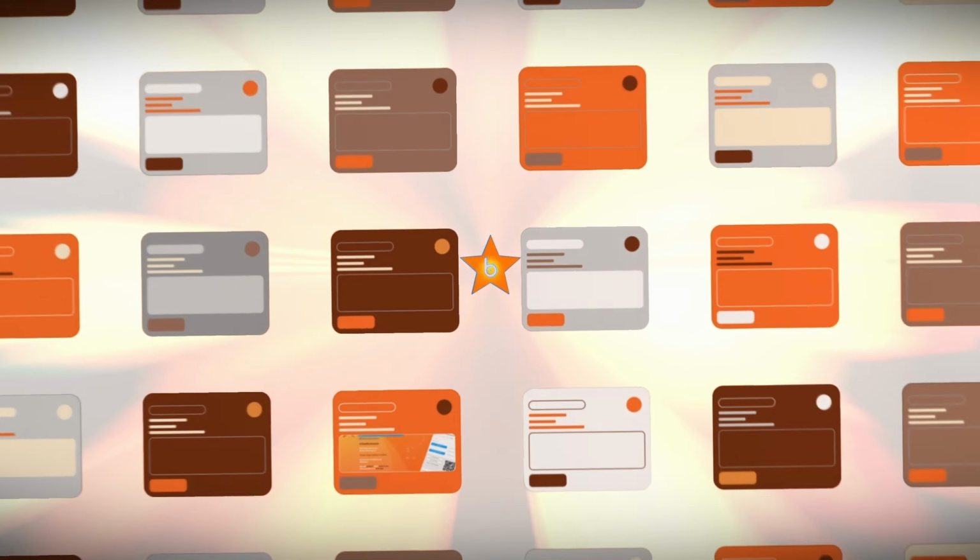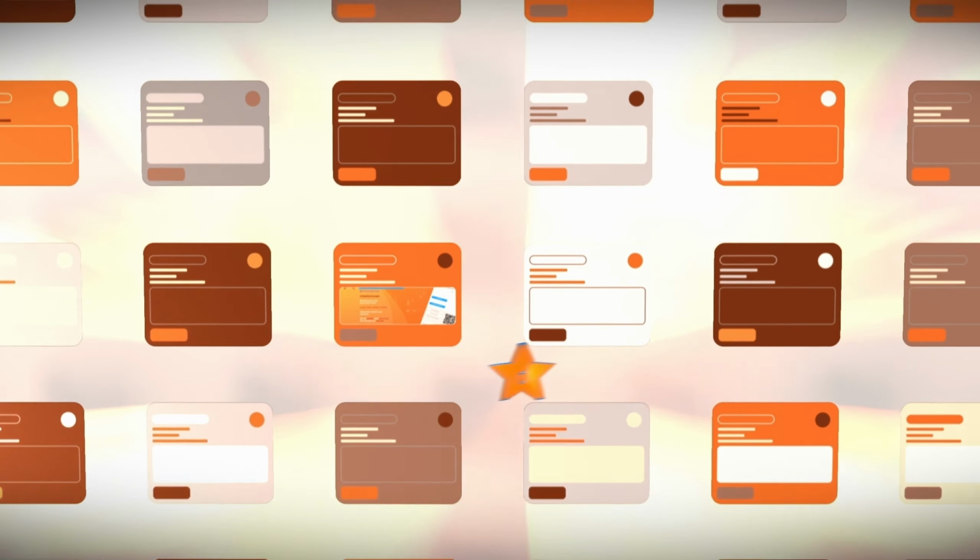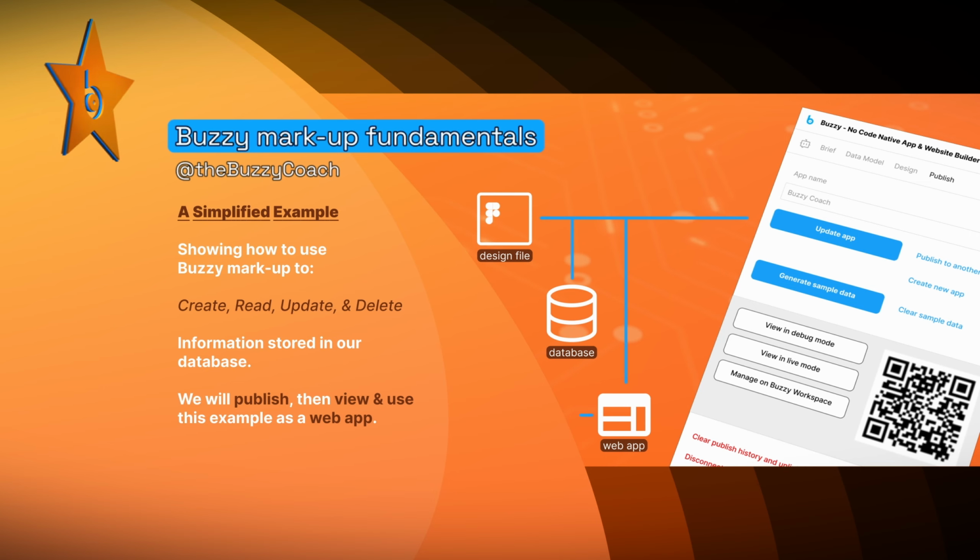We are about to step through a very simple example from scratch where we are going to use the Figma Buzzy plugin to mark up basic CRUD functionality on some information to be stored and rendered from our database. CRUD stands for create, read, update and delete, all fundamental building blocks of app development.